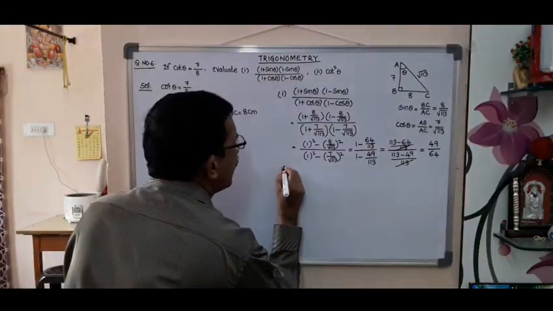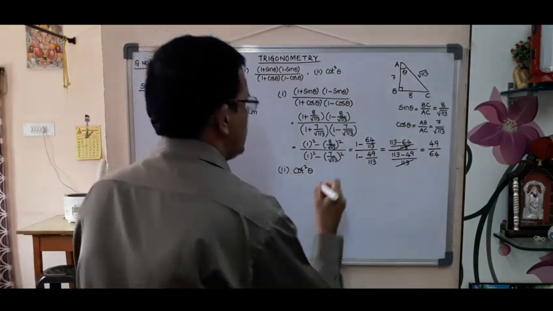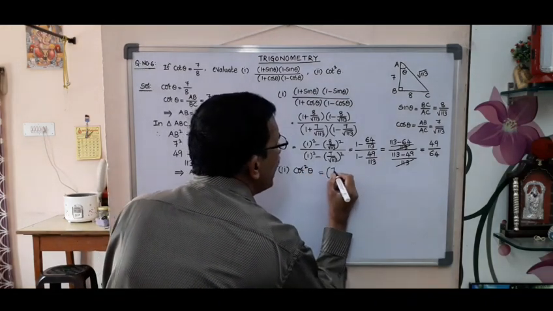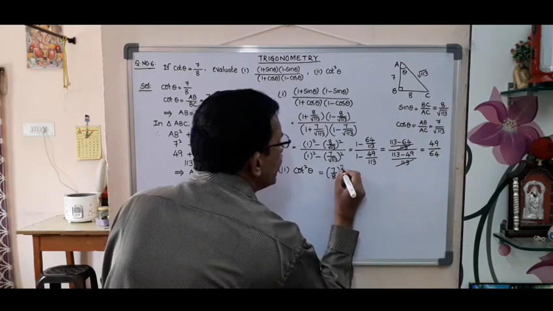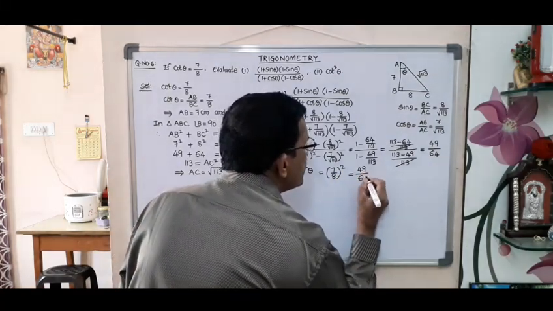Second one, cot square theta. We have cot value 7 by 8, whole square, that is equal to 49 by 64.